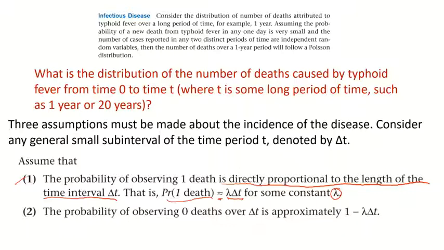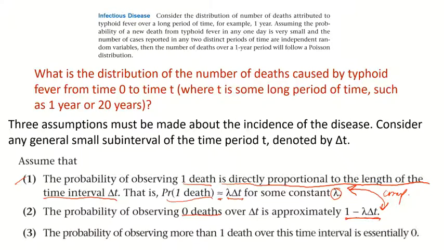Next, we can say that the probability of observing 0 deaths over delta t is approximately 1 minus lambda delta t, meaning to say it's the opposite of the probability of observing 1 death. Because this is observing 0 deaths, they are complementary events. That's why we have here a 1 minus lambda delta t.